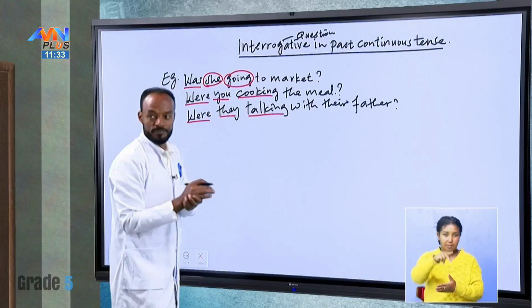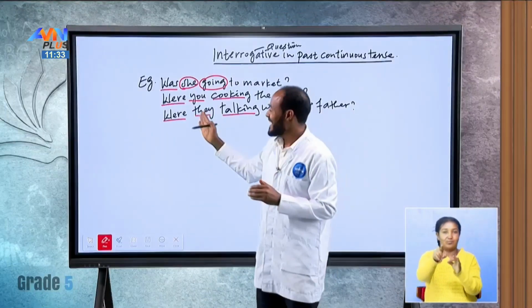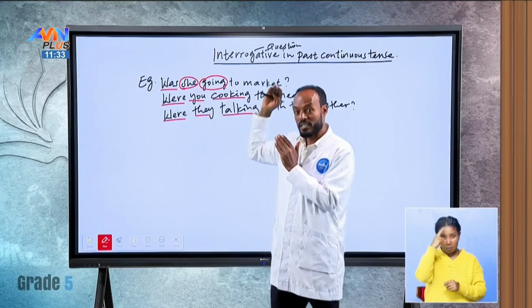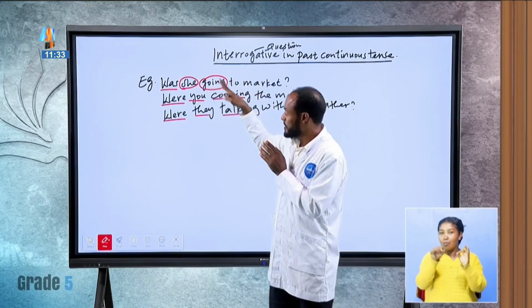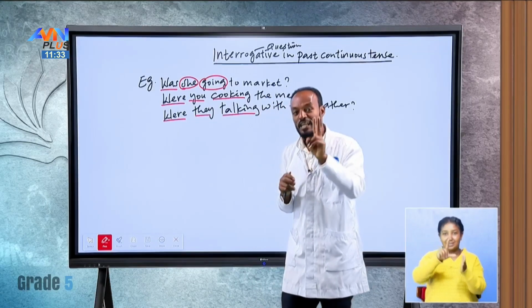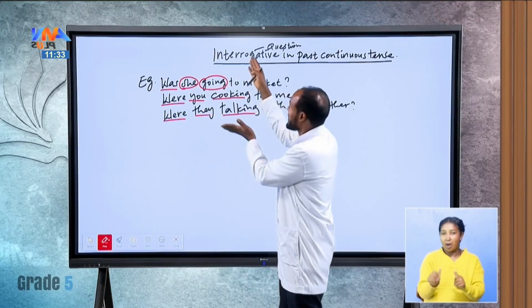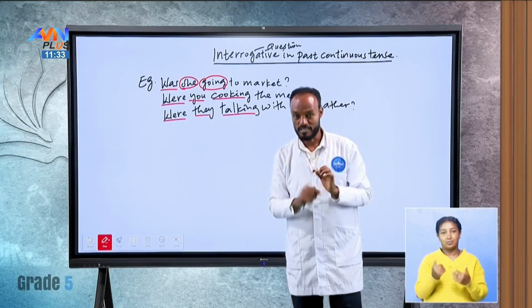Students, please, let me give you the chance to derive the form from this sentence. Because we have done the first one, okay? The second part has been done. So, what about this one? You have 30 seconds to derive the form of interrogative in past continuous tense. Do it, please.